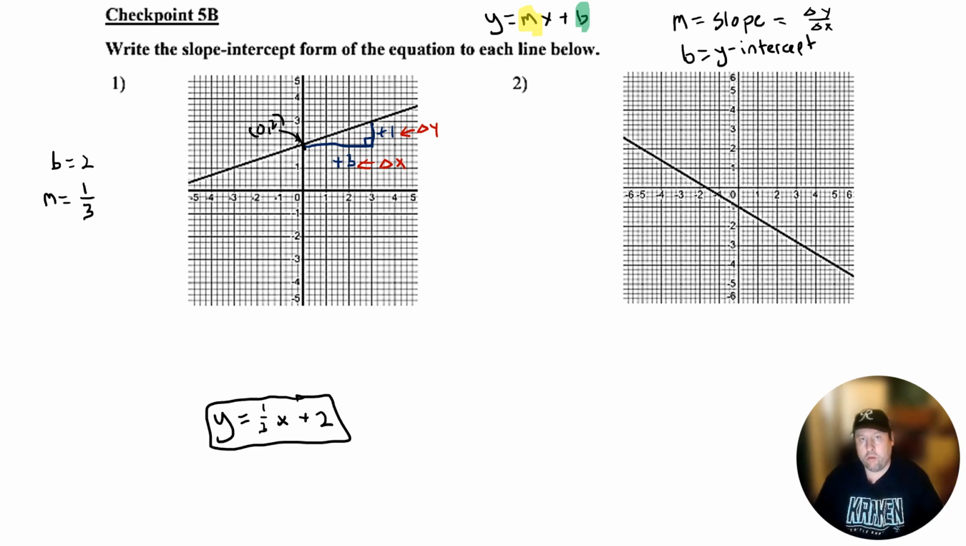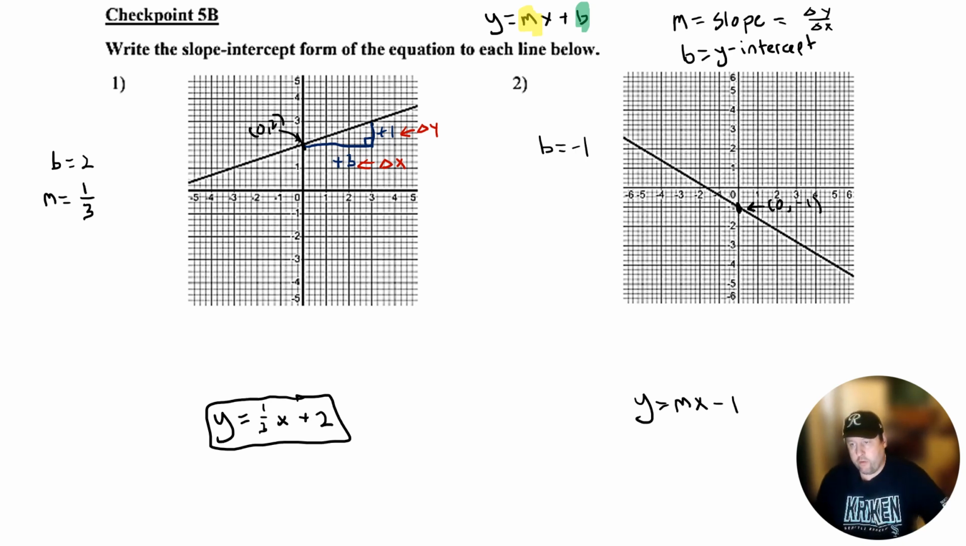If you haven't done so, pause this video and try to find the equation for graph number 2. Okay, so I'm going to find the b value. Again, my equation is mx plus b. My y-intercept is here, which seems to be the point (0, -1). So the b value is -1, and I replace the plus b with a -1.